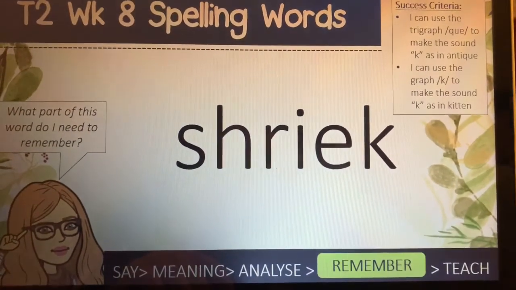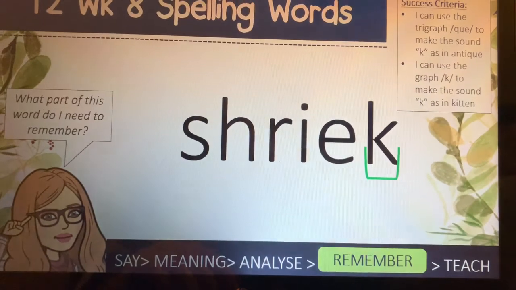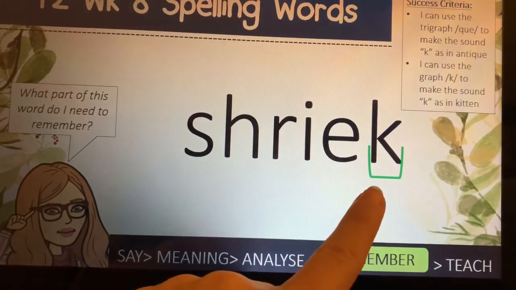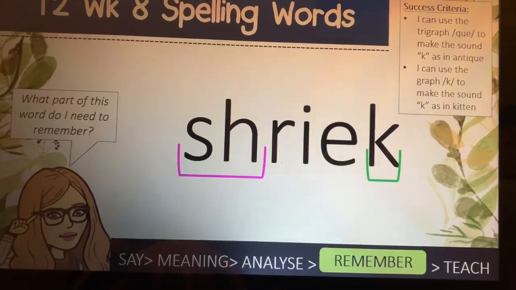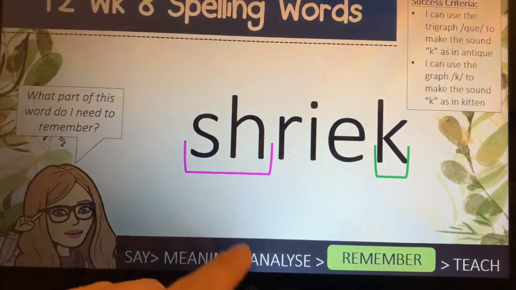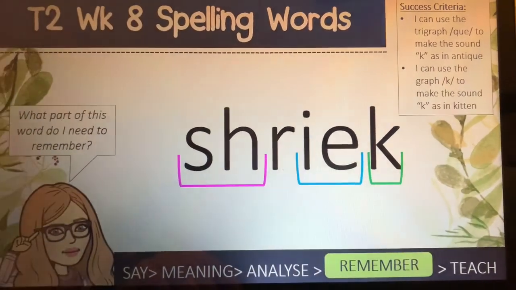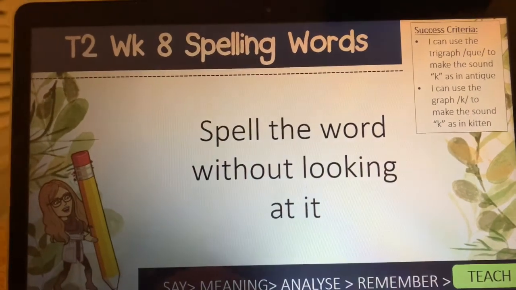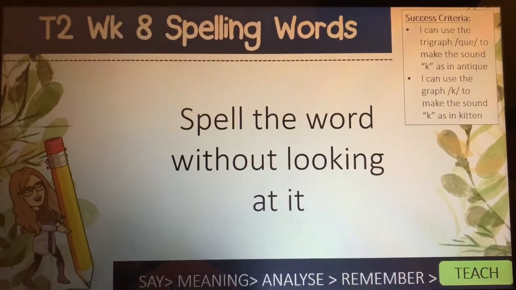What part of the word do you need to remember? If you said the graph K, which makes the K sound, you would be correct. You would also be correct if you said the digraph SH, making the sh sound, and the digraph IE, which is making the E sound. Pause the video and have a turn at spelling the word shriek without looking at it.